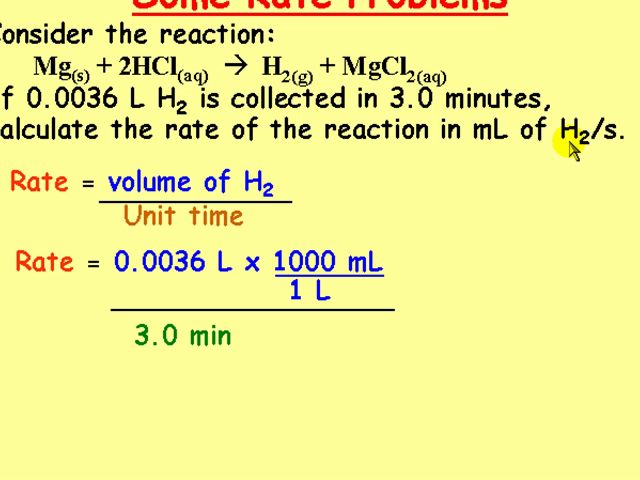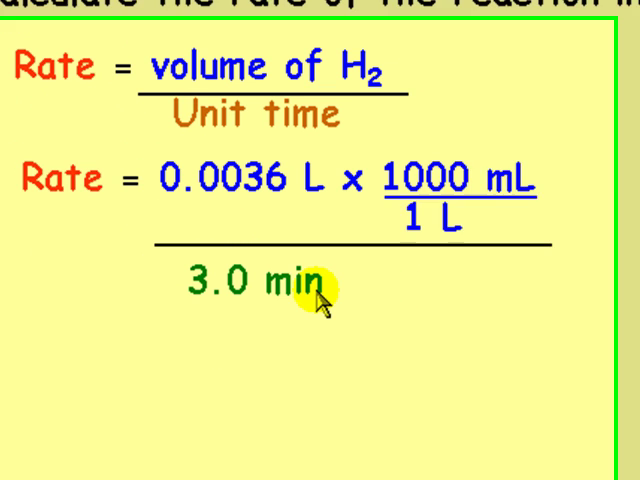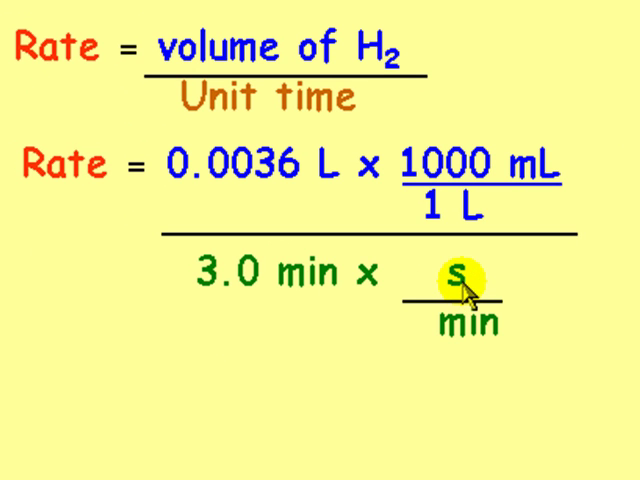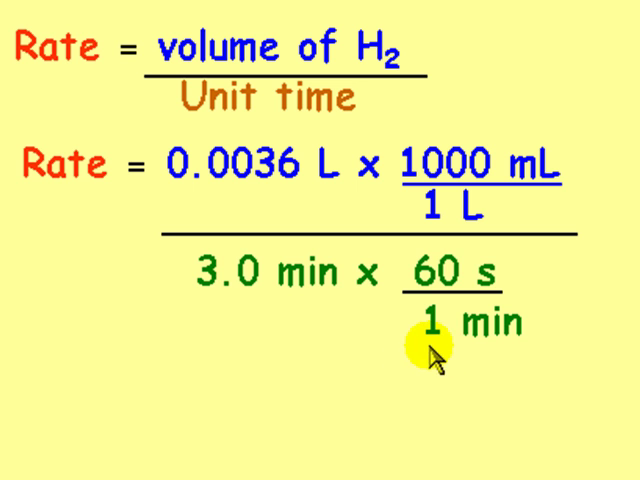Looking at our rate, we need the rate in milliliters of hydrogen per second. So we have to change the minutes to seconds. So we put in the unit seconds over minute so that minutes will cancel out. And as we know, 1 minute is exactly 60 seconds. So we can cancel out the liters, and we can cancel out the minutes.